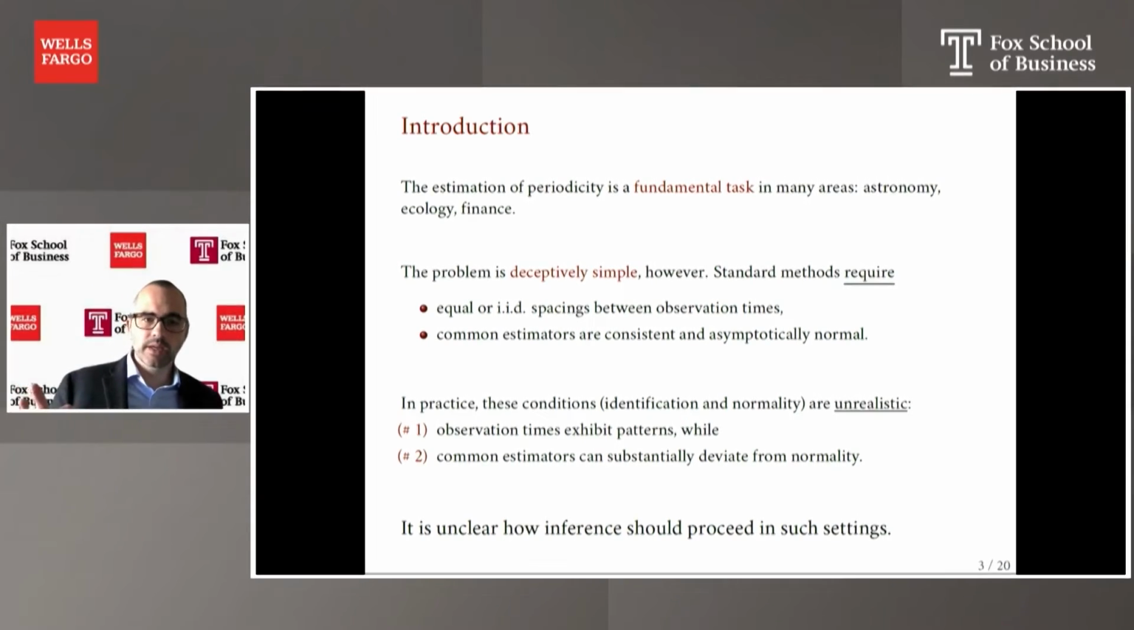And the second problem is that the assumptions of consistency are not realistic. So our estimators are going to be, in many cases, not consistent, or cannot be considered to be consistent, at least. And also they deviate a lot from normality. And I'll show you examples of that. And in these cases, it's unclear how to proceed with inference. Next slide, please.